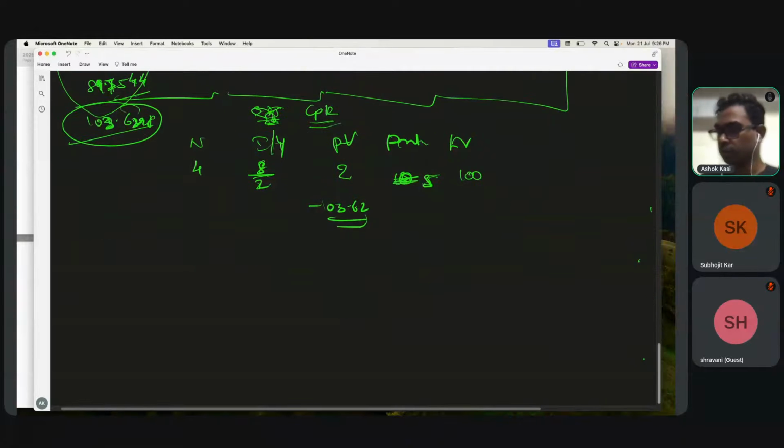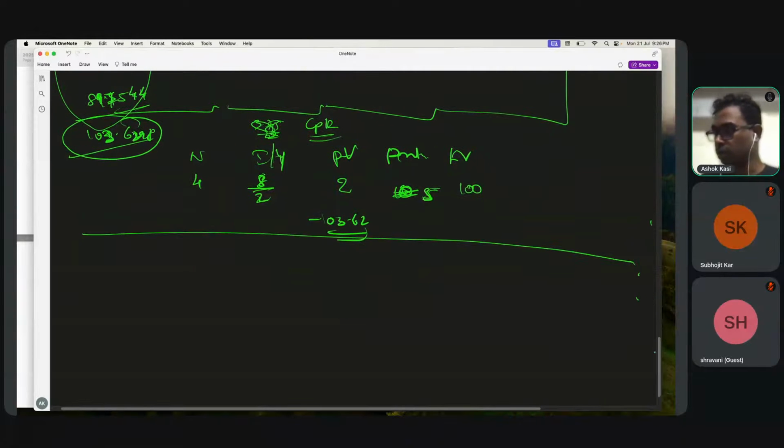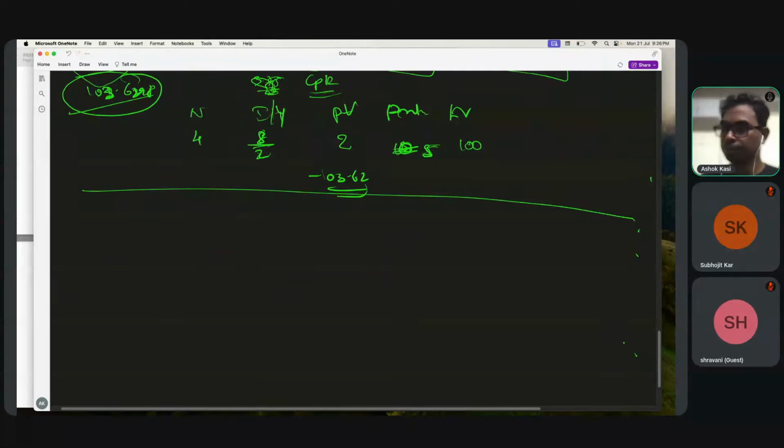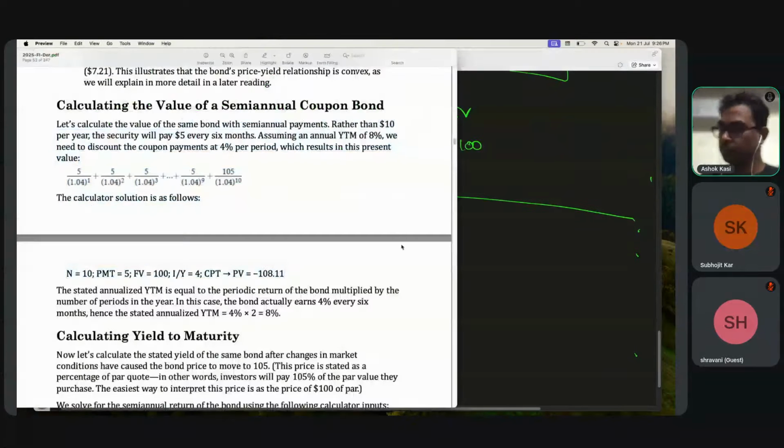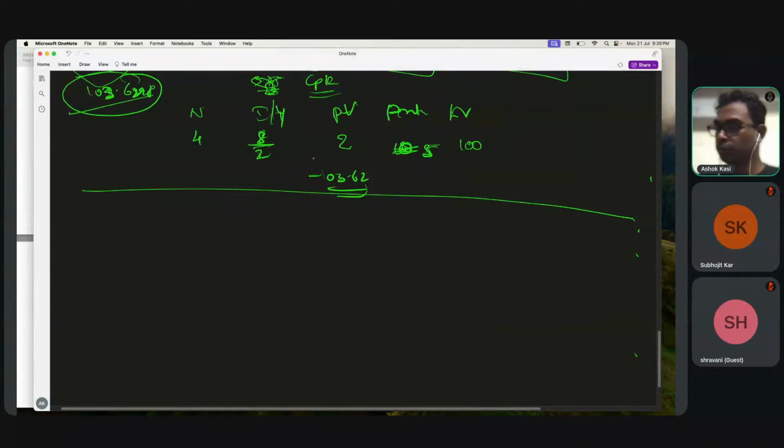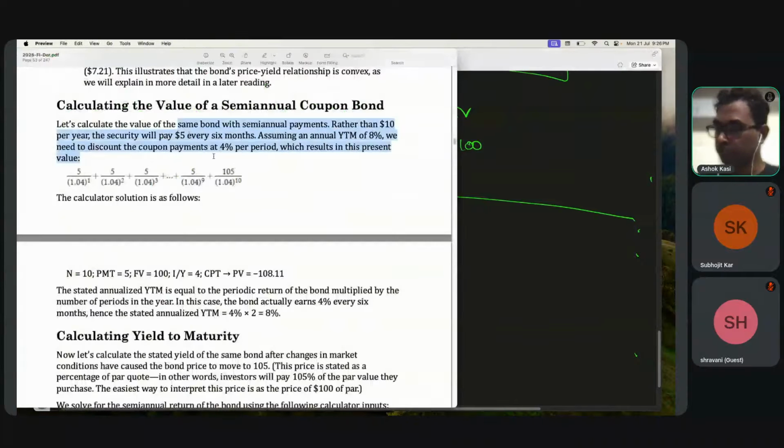Okay, then next one. This is for 2 year, I did. Please practice this 5 year sum. Okay, semi-annual 5 year, it will be good practice for you.